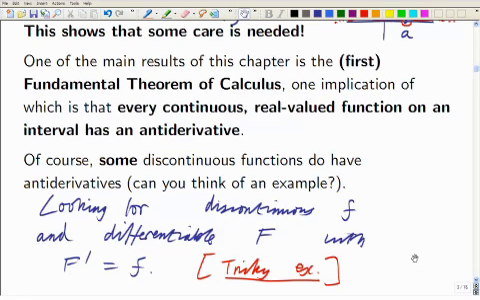Any questions about antiderivatives? Obviously, I haven't proved the claims I made so far, but there is some stuff on it on question sheet 5 with some more details in.